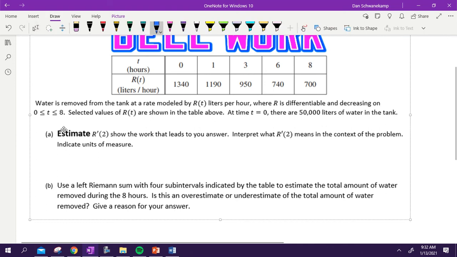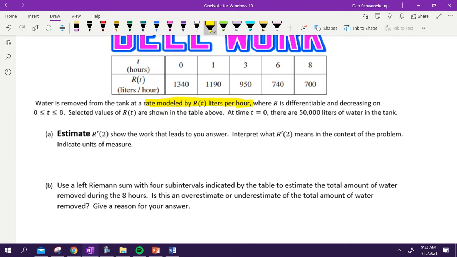Okay, looking at bell work, it says water is removed from a tank at a rate modeled by R of T in liters per hour. So R of T represents water being removed from the tank, and it is a rate. R is differentiable and decreasing. Words like decreasing often are important, so I'm going to highlight that as well. Selected values are given. At time equals 0, there are 50,000 liters of water in the tank. Estimate R prime at 2. Show the work that leads to your answer. Interpret what that means. Include units of measure.